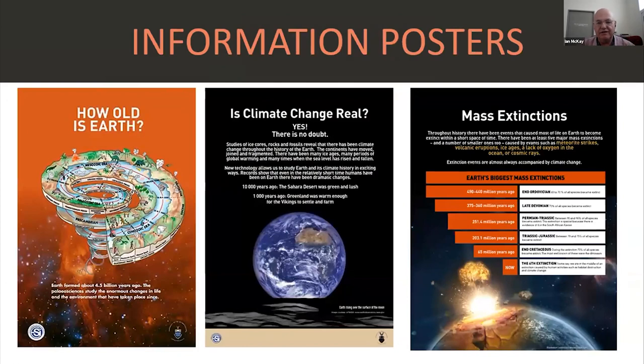And now we have got our different information posters, right? So we have got different components to this Maze of Time. And so one component is we just got simple information posters, like how old is the Earth? Is climate change real? And mass extinctions, which are kind of big topics that we have at the moment. And of course, you'd be shocked at how many people don't accept that the Earth is around about 4.5 billion years old. Never mind the climate change denialists and our concern with the sixth extinction at the moment. So we've got basic information.